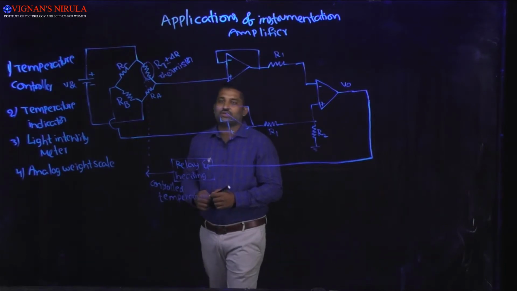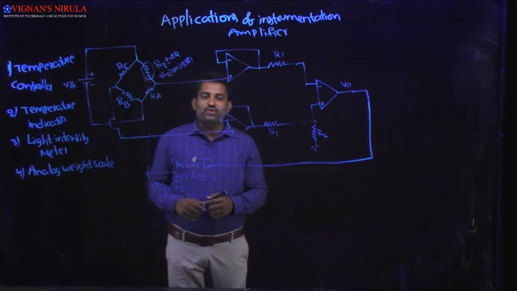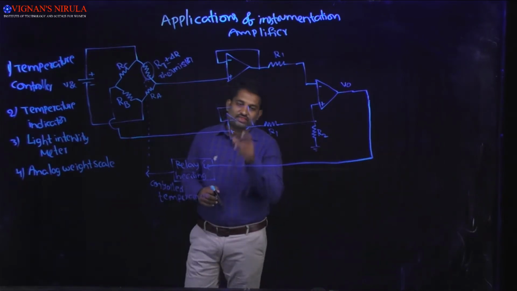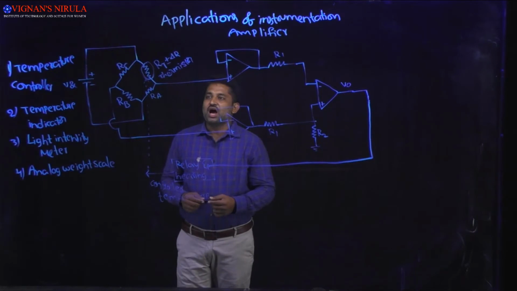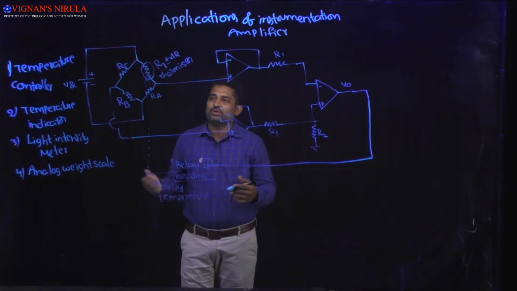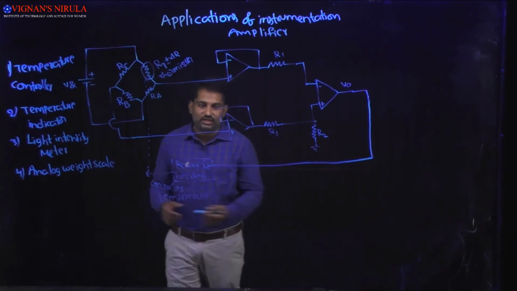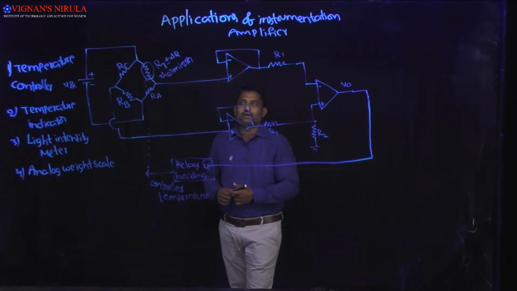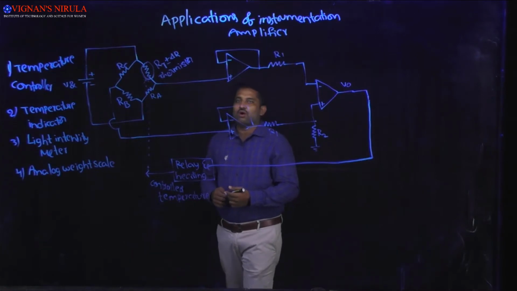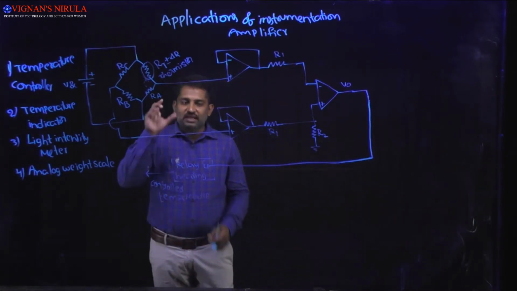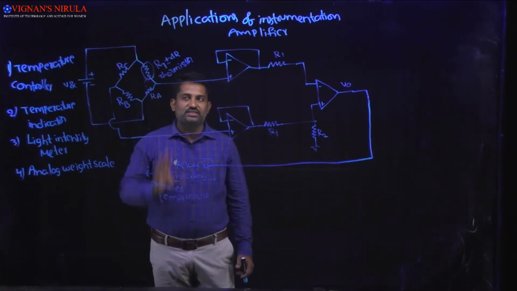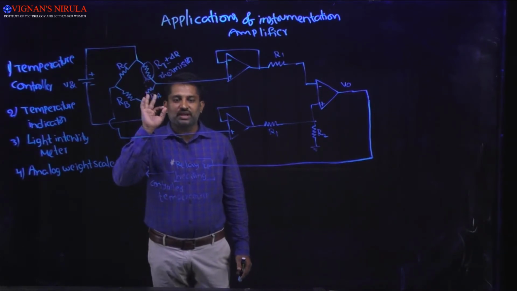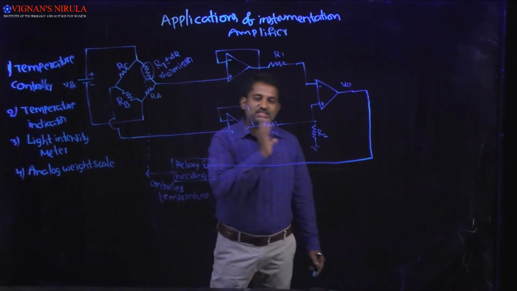That means VA will be equal to VB, and we can also express that the bridge is balanced by this condition: RC by RA will be equal to RB divided by RT. This is taken as the reference bridge balanced condition. At a particular reference temperature the bridge is balanced, and at that reference temperature the output voltage is 0.